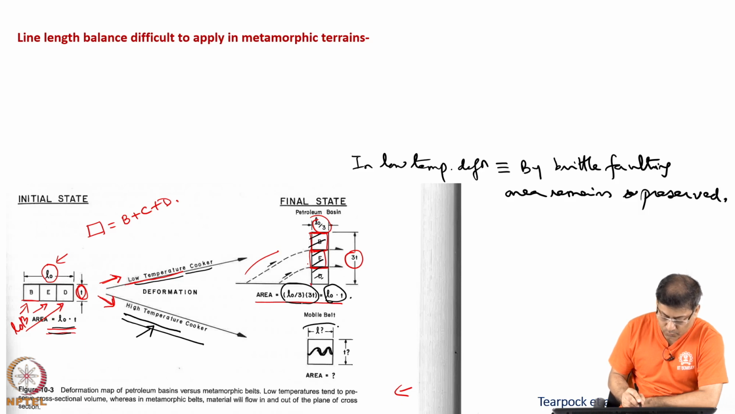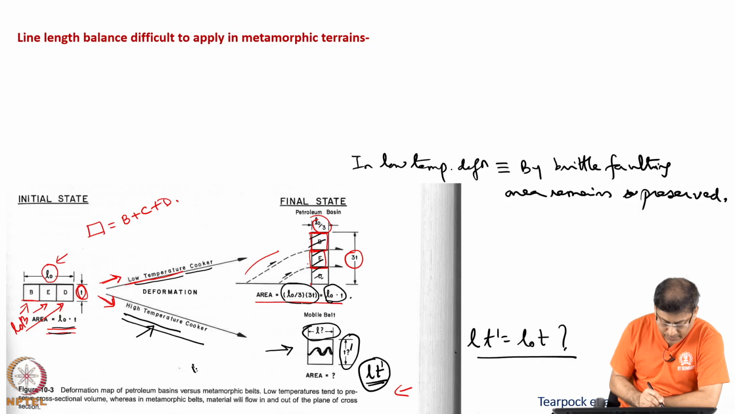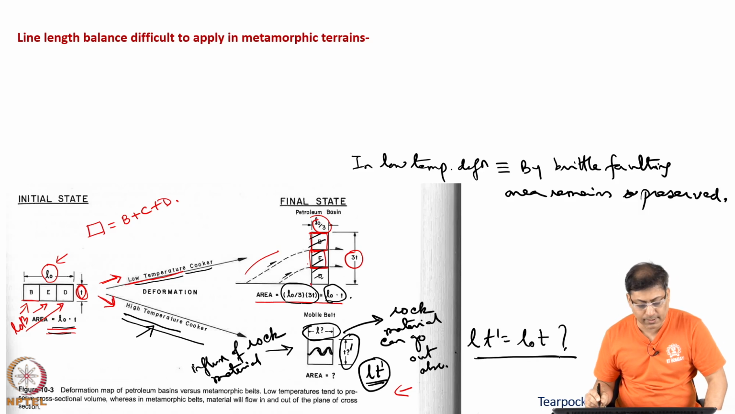Here this total length we do not know what will happen, and the total thickness also we do not know. The area L multiplied by T dash, whether it is the same as L0 multiplied by T remains a question. The reason is, when this deformation has happened, there can be influx of rock material. Not only that, there can also be subtraction, rock material can go out also. Therefore, this relation is uncertain.